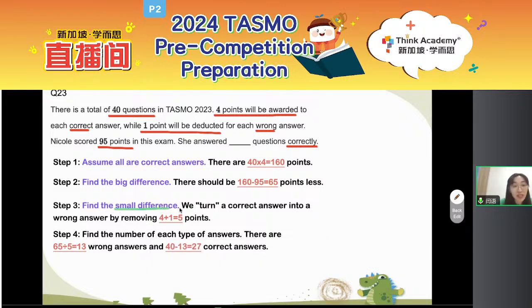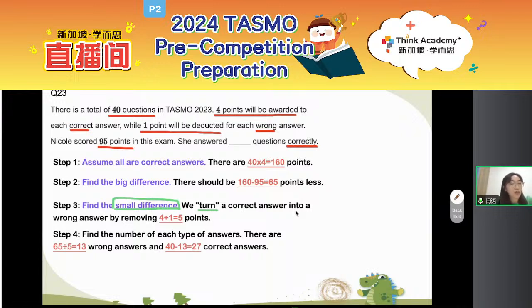And the most important thing is you need to understand how to find a small difference. What is the meaning of small difference? That is, if you want to turn something to another form, what is the change you need to make? Okay. Any question here? Yes or no?